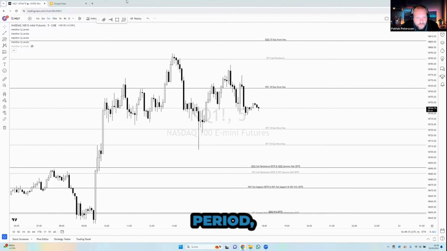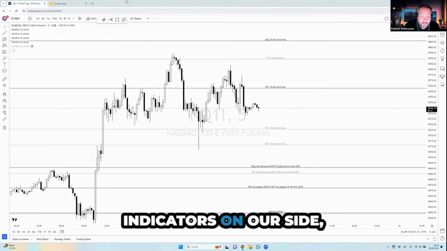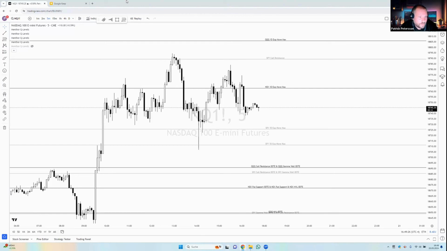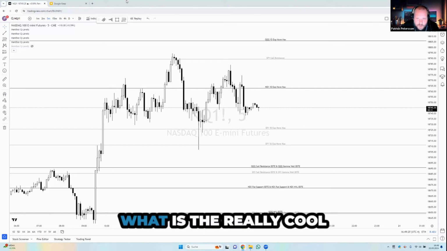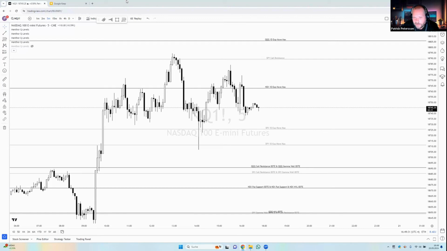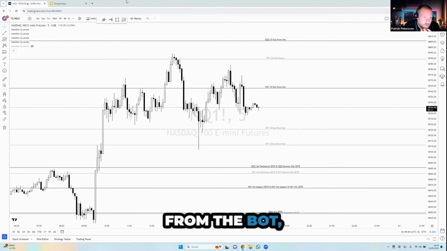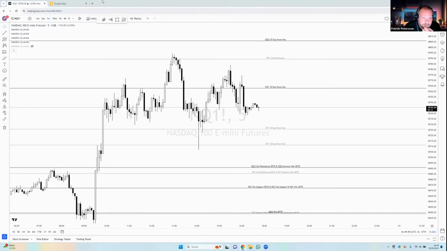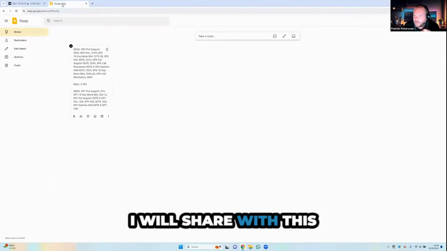So when we trade purely price action or we have some indicators on our side, then we want a second confirmation. And the second confirmation is sometimes the correlation. And what is the really cool thing with MenthorQ is that we have the ability to use the gamma levels we get from the bot to convert this into the NQ. I will share this really quick.